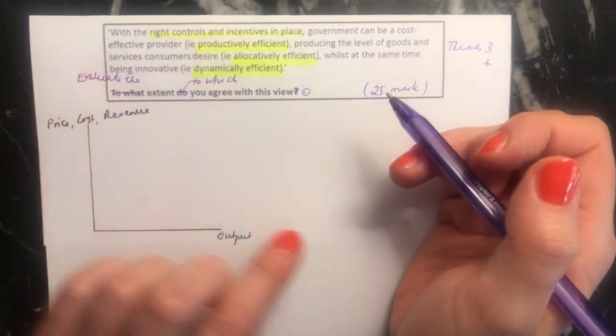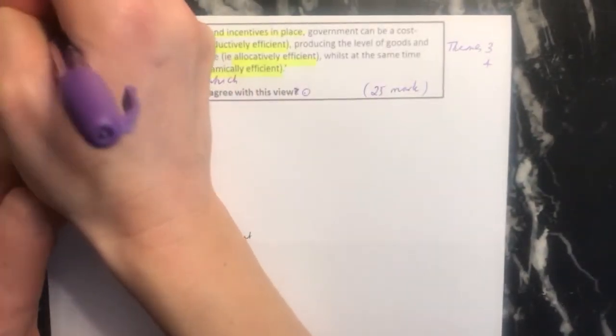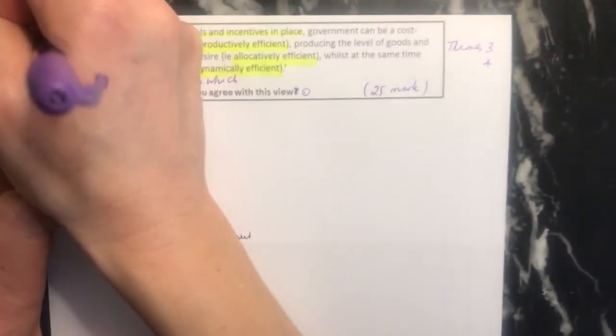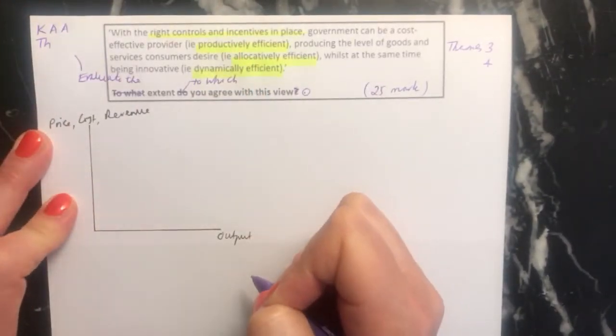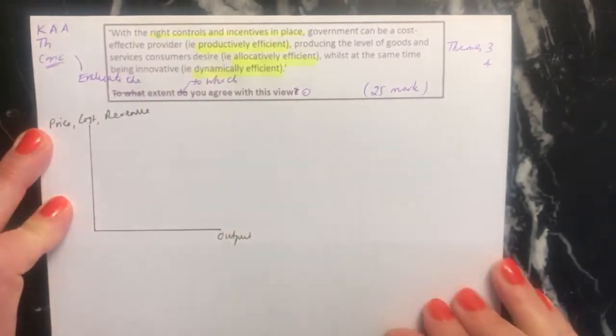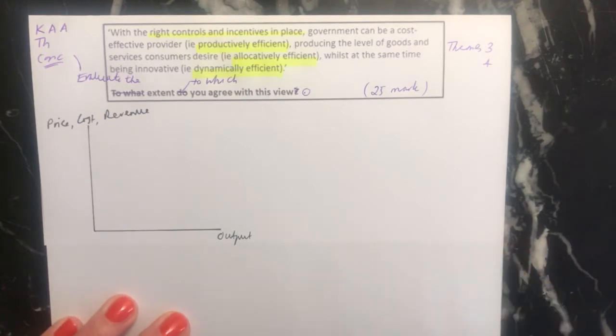Remember, because it says evaluate, we need to make sure that we are giving our knowledge, our application, our analysis. We're also doing thinking for our evaluation, thinking beyond those points, and we have to have a conclusion at the end. So you need to sum up how much you agree with this and the main reasons why, whether you agree with it or disagree with it.